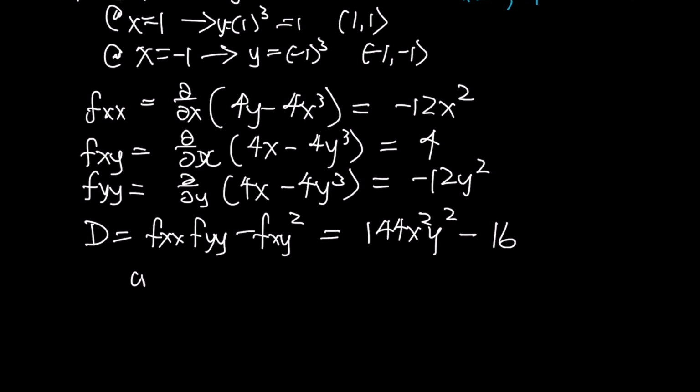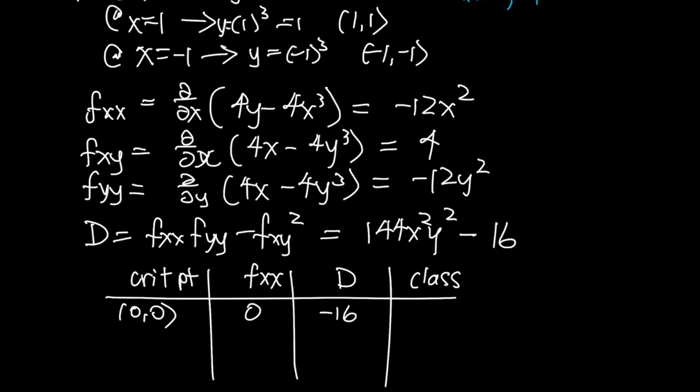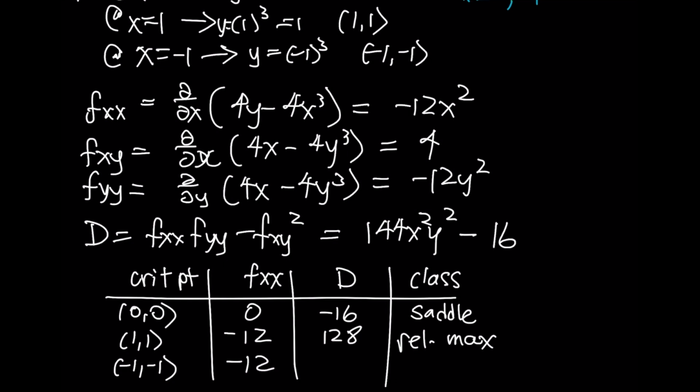It's easiest to analyze the critical points using this little table. At the point (0, 0), the second partial derivative with respect to x is 0. The value of d is negative. When d is negative, that means I have a saddle point. At the point (1, 1), this will give me a negative 12. This d value will be positive. So if I have a negative second derivative and a positive d value, this tells me that I have a relative maximum at the point. And similarly, at (negative 1, negative 1), I will have a negative 12 and once again a positive d of 128. So I will have a relative maximum.